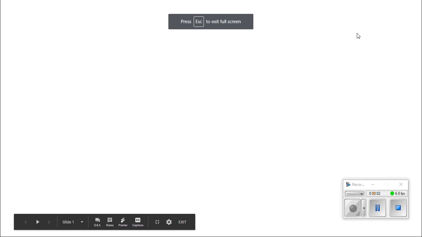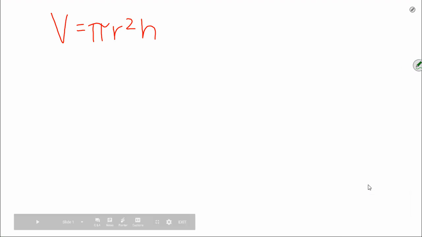For task 2, we want to use the equation volume equals pi r squared times h. For the purpose of this example, we want to use h always being a constant of 2. So that means that h is always going to be equal to 2.